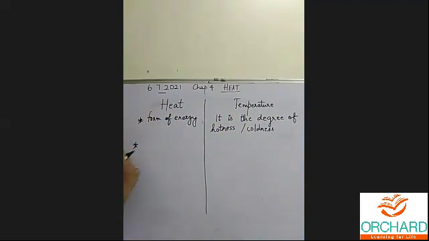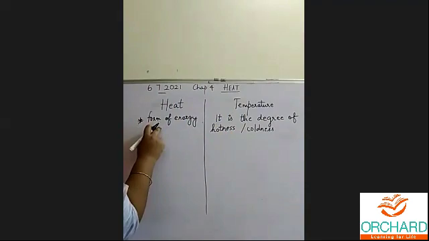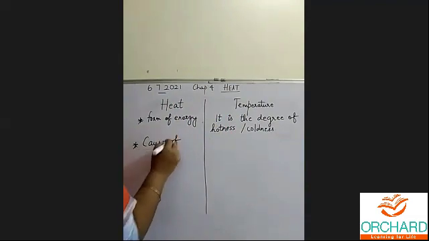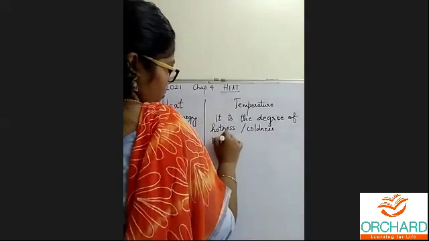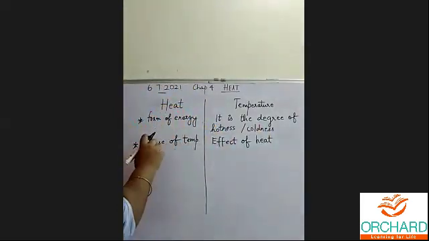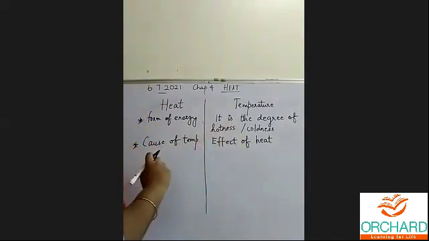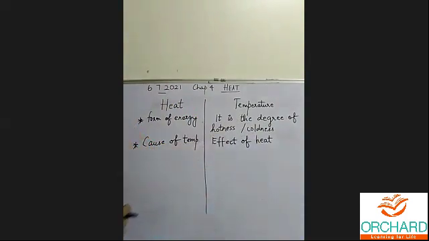Second difference: heat is the cause of temperature. That means if something is hot, that will determine the temperature. So heat is the cause of temperature. Temperature is the effect of heat. So if something is hot, then only you can find the temperature. So this heat is something that is causing the temperature, and temperature is the effect of heat.